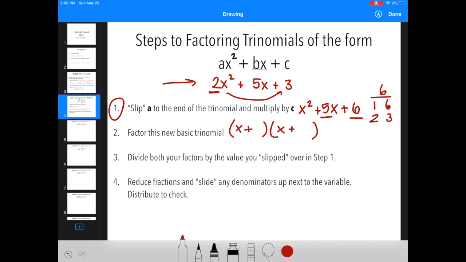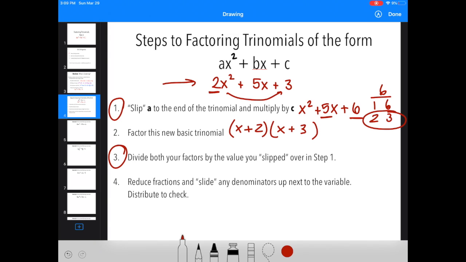If I add 1 and 6, will that equal 5? No, but if I add 2 and 3, that will. So I'm going to use 2 and 3, and that will be my factor problem. But I am not done. Step 3 is that additional step.